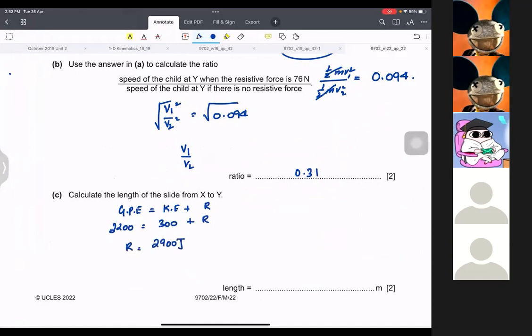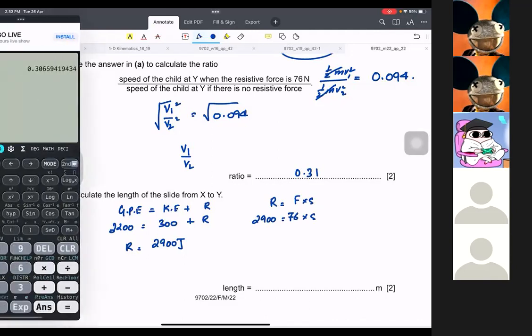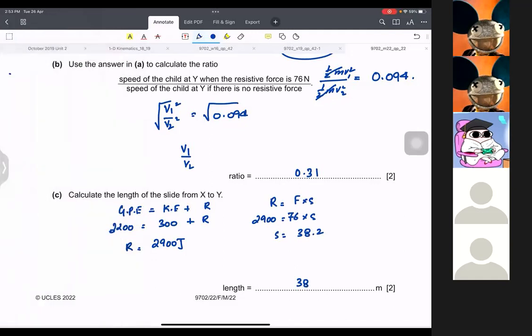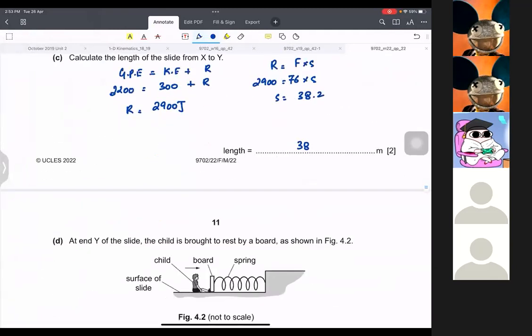Now what you do? Because it is doing work, formula is force times displacement, so 2900. What is the force? 76 Newton. And what is the displacement? Let's say, I mean, this is x to y. Okay. So 38.2, you can write 38 only. You can also write 38.2, that's fine. All right. So pretty easy, simple.